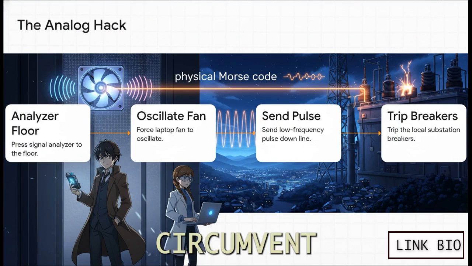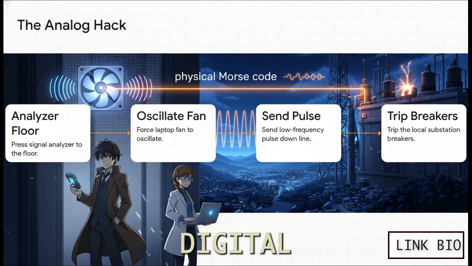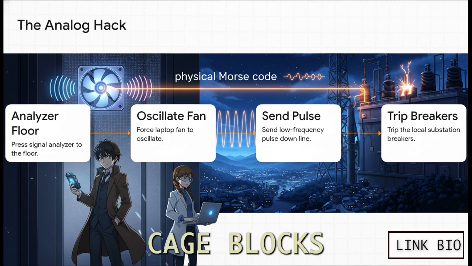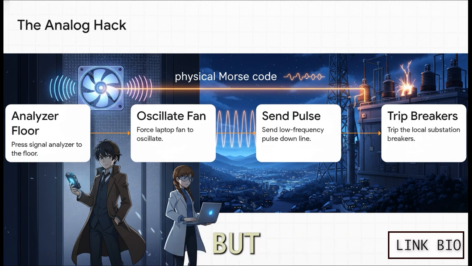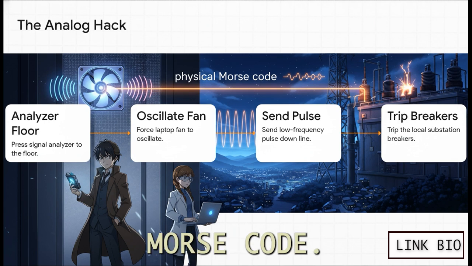So how exactly do you circumvent the world's most advanced digital security? Well, with a purely mechanical hack. A Faraday cage blocks electromagnetic waves, sure, but it does not block physical vibrations. Holmes forces his laptop's cooling fan to oscillate, creating a mechanical harmonic resonance. It's essentially physical Morse code.